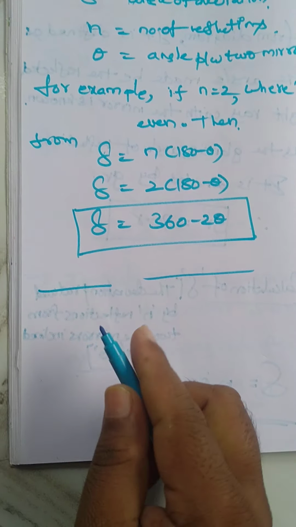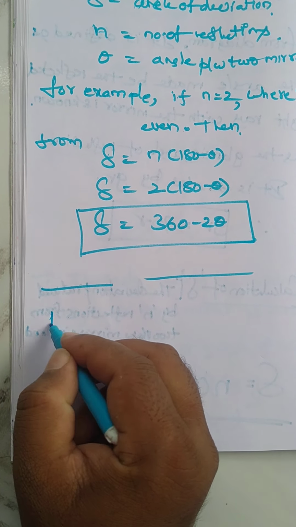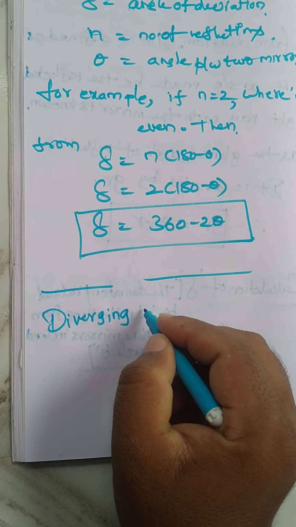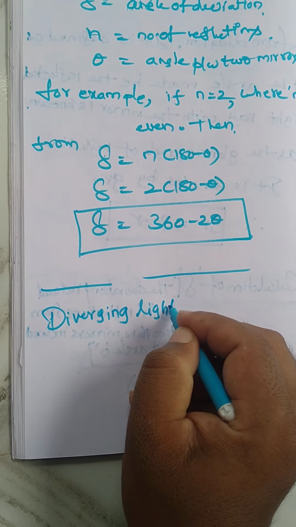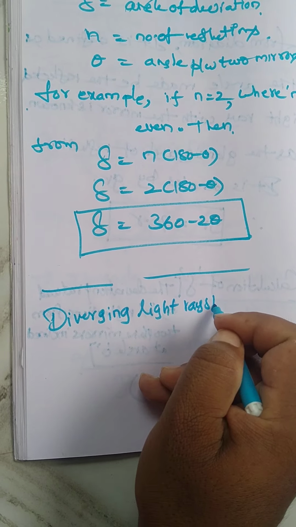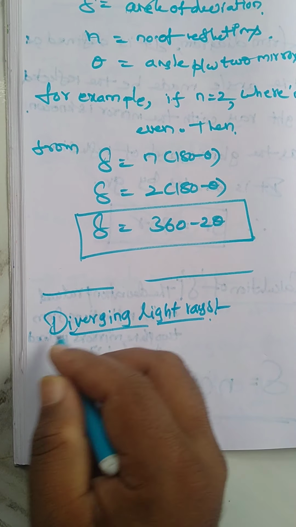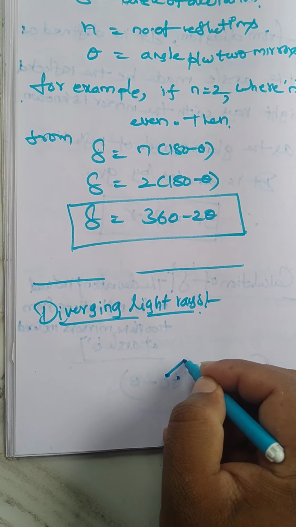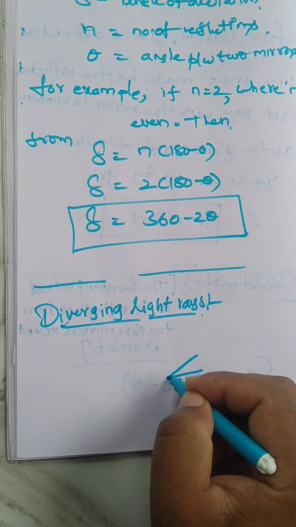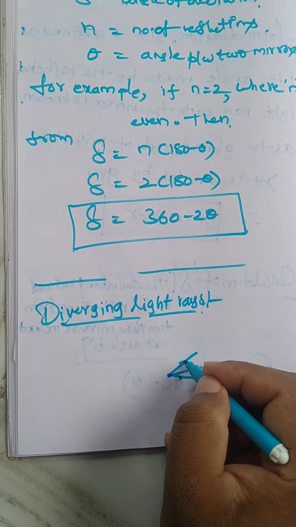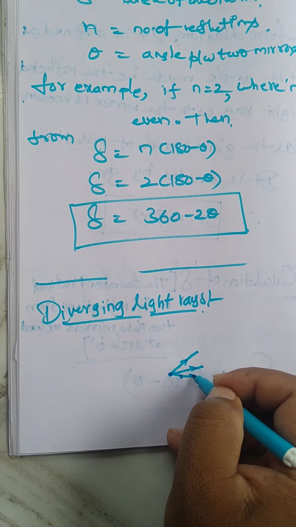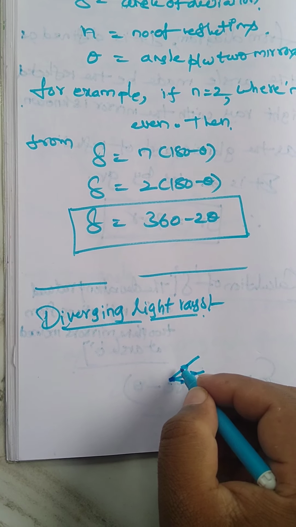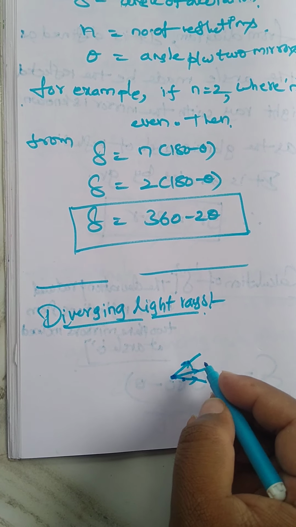Diverging light rays and converging light rays. First, I want to discuss diverging light rays. This was already discussed in CBSE. So diverging light rays are nothing but what? For example, I draw one diagram. See, this is the diagram. The rays of light are going away from this object. The arrow symbol represents the direction of the light ray.